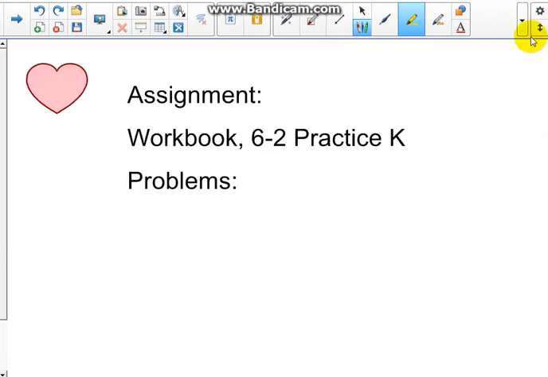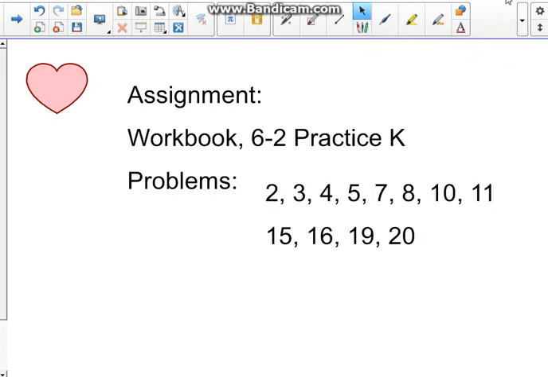And that completes our assignment today. I've asked all the students to work on the workbook 6.2, practice K, and we're going to work problems 2, 3, 4, 5, 7, 8, 10, 11, 15, 16, 19, and 20. Work on this for the rest of the hour, and it is due tomorrow morning. Thanks for watching, and work hard.